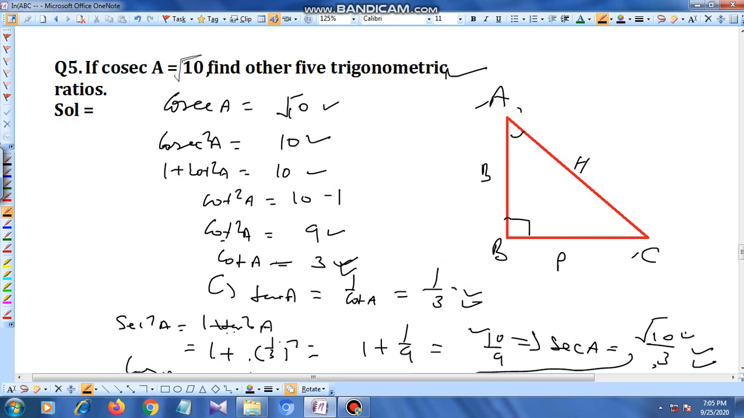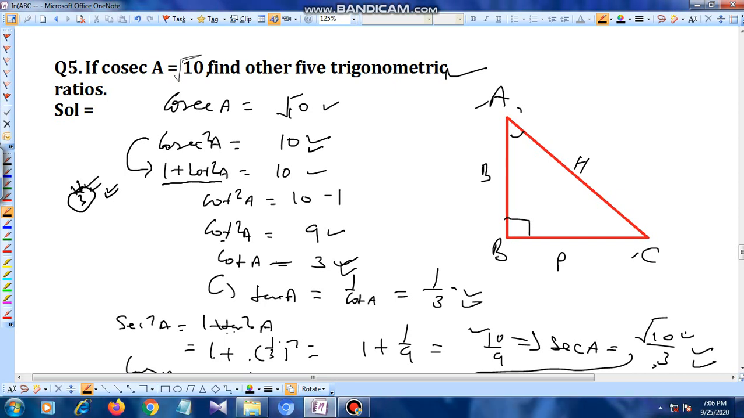So first of all, we solve it by identity method. Cosec A equal to under root 10, cosec square A equal to, squaring on both the sides, then you get cosec square A equal to 10, and cosec square A is 1 plus cot square A according to third identity.